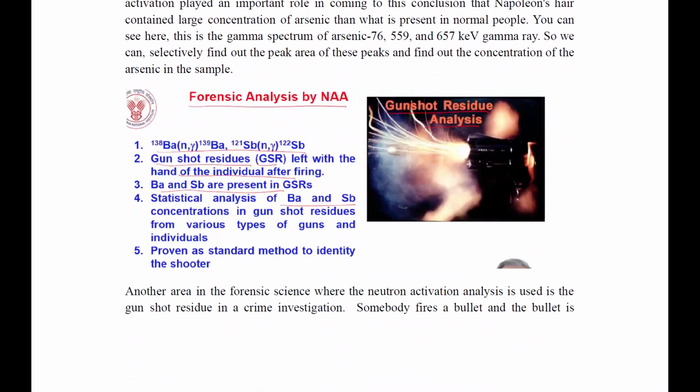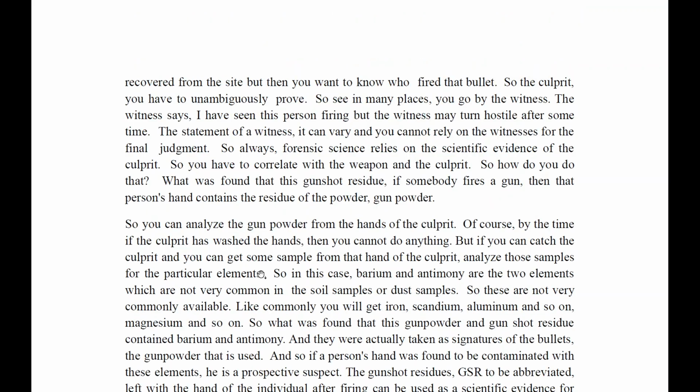And then the forensic analysis, like when somebody shoots a gun, the powder remains on the hand and you can find out this powder. Barium and antimony are present in gunshot residue, and that also can be analyzed by NAA, which is used as a standard method to identify the shooter or the criminals.